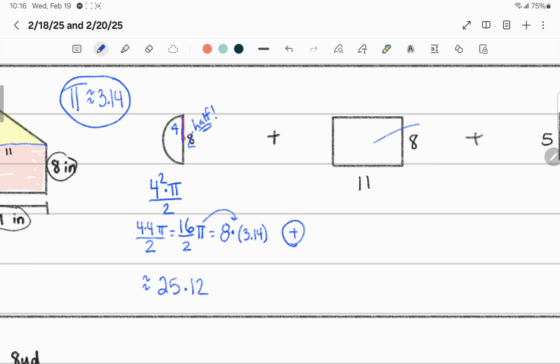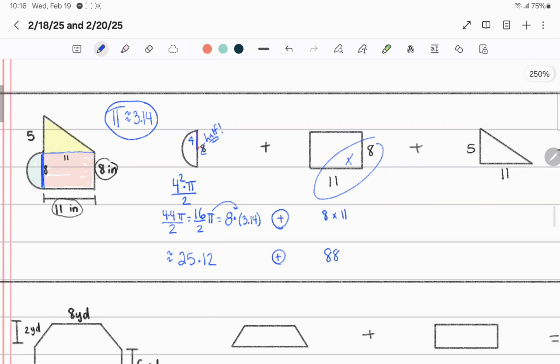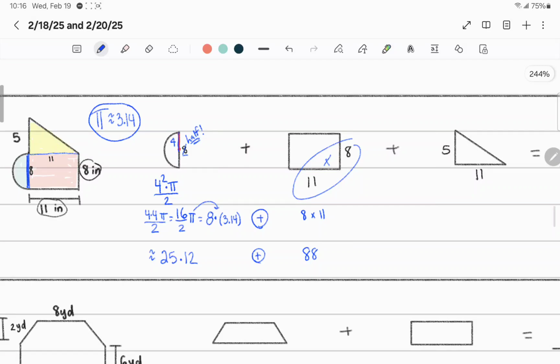For our next piece, we're doing length times width. Again, you guys have to know the formulas. You will have them on your test, but you have to remember how to apply them. So this would be 8 times 11. That gives me 88.